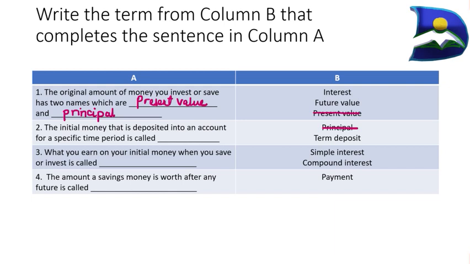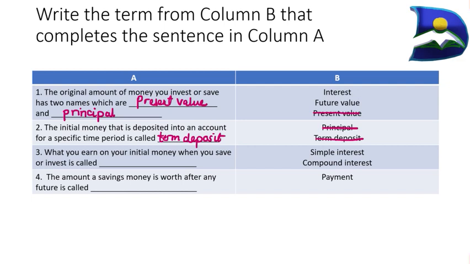Now the next question, which is 2, says the initial money that is deposited into an account for a specific time period is called what? So we know that this is a term deposit, and this is the initial money that is deposited into an account for a specific time period. That is what you should remember for sure.